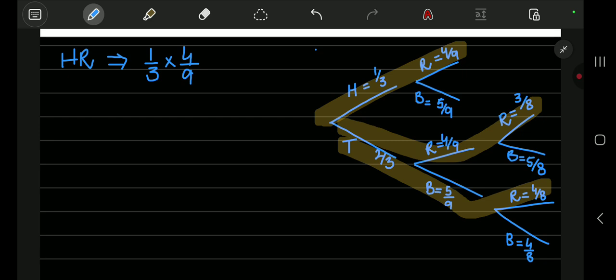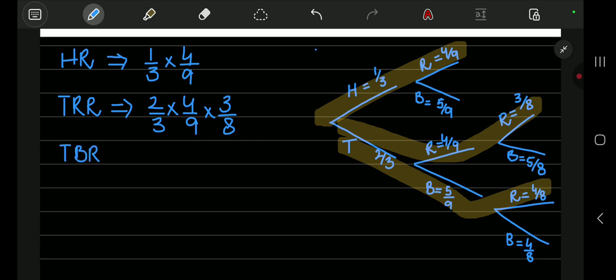Secondly, tail, red and red, so tail probability is 2 over 3. Then first red is 4 over 9, second is 3 over 8. Third possibility is tail, blue, red. So tail probability is 2 over 3, blue probability is 5 over 9, and red probability is 4 over 8. Okay, so we will be adding these all together.